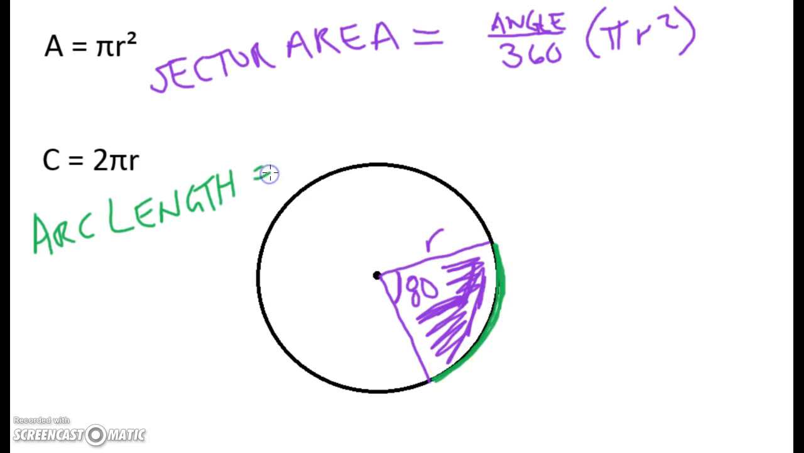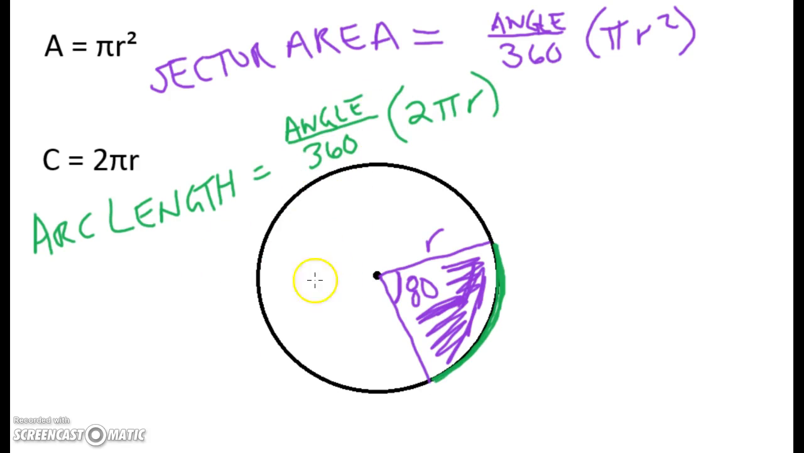So your arc length is going to be equal to whatever your angle is out of the whole circle, 360. But now instead of being an area, you're talking about the circumference, the outside edge. So you multiply that times the circumference, 2 pi r. These are some of the trickiest questions that you'll see on circles. And so make sure you really study the example problems so that you know how to do these.